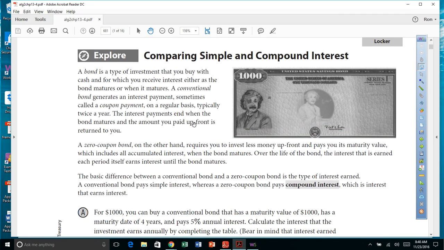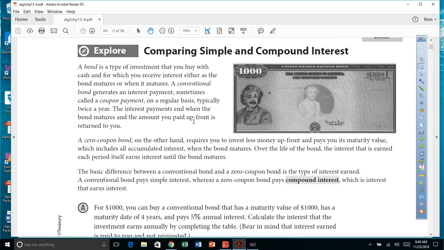Comparing simple and compound interest. A bond is a type of investment that you buy with cash and for which you receive interest either as the bond matures or when it matures. A conventional bond generates an interest payment, sometimes called a coupon payment, on a regular basis, typically twice a year. The interest payments end when the bond matures and the amount you paid up front is returned to you.